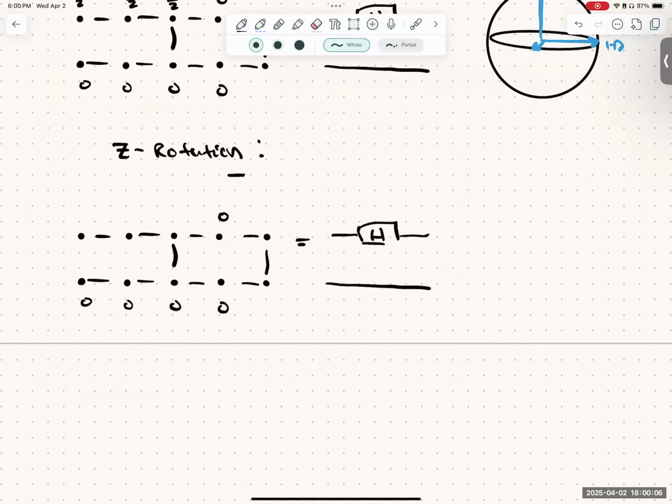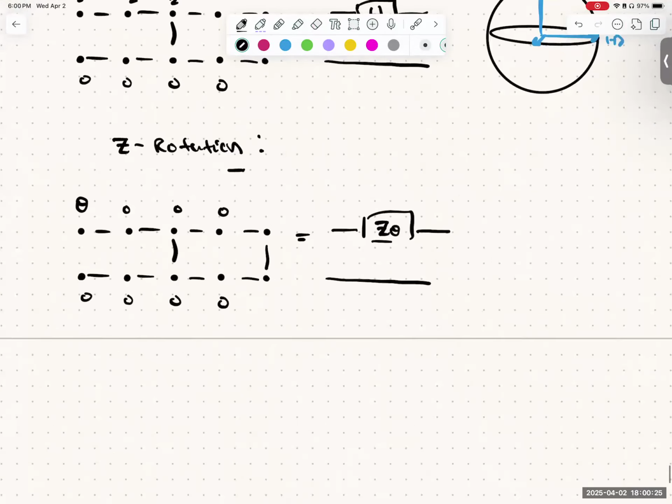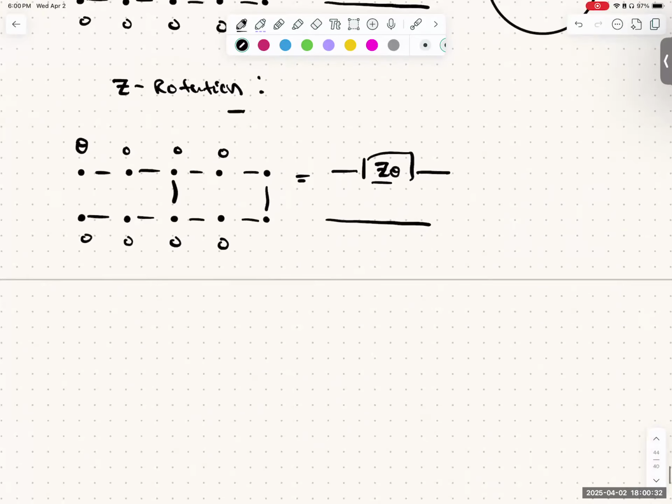So I can just get rid of all of these. And I think if I want to do by angle theta, the rest of them are all zeros. And then this gives me Z theta. Like so. Any questions? I'm not working it out, but the idea is that you can construct each of these little pieces by Z rotation. For our context, theta will be pi over 2 or pi over 4.